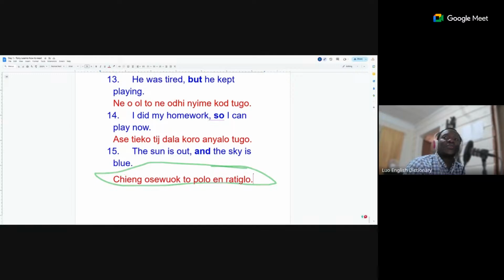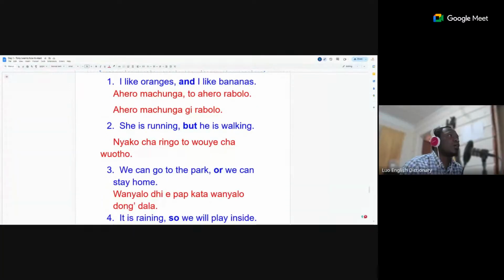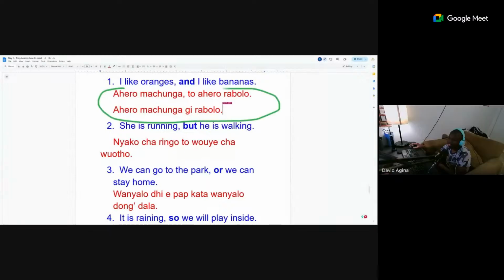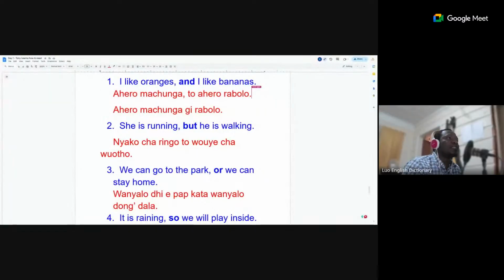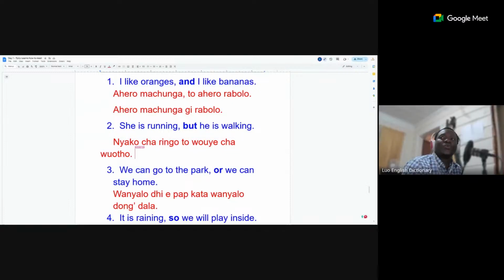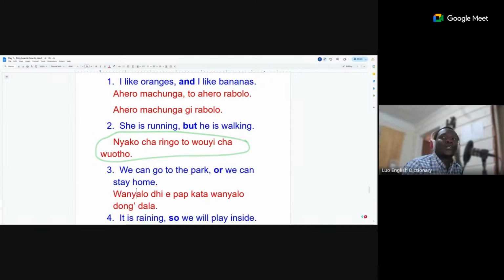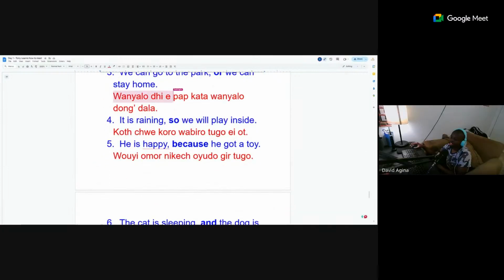So let's quickly go through them starting from number 1. Just read the Luo from number 1. This is going to take a long time to pronounce. No, no, no. Let's go. First one. Ahero machunga to ahero rabolo. Good. Next. Nyako cha ringo to wuoyi cha wuto. Change the woi, the E is an I. Woi. Say that again. Nyako cha ringo to wuoyi cha wuto. Good. The third one. Wanyalo di e pap kata wanyalo dong dala.